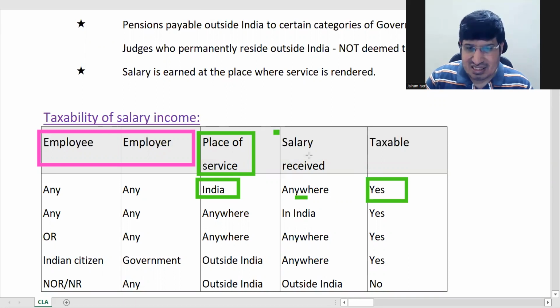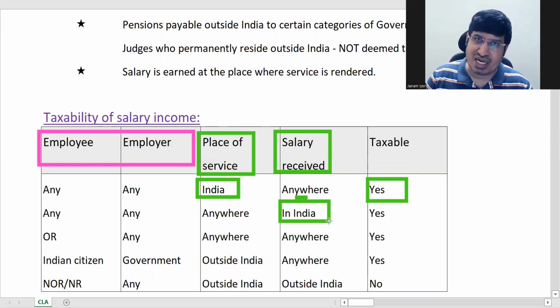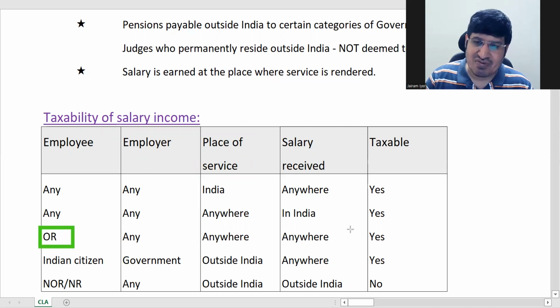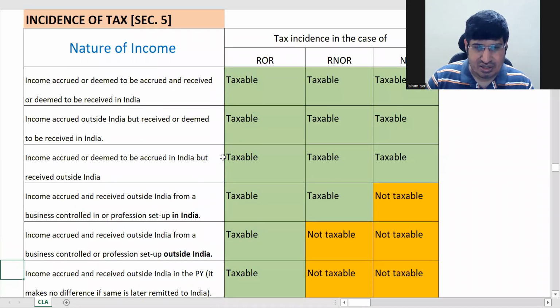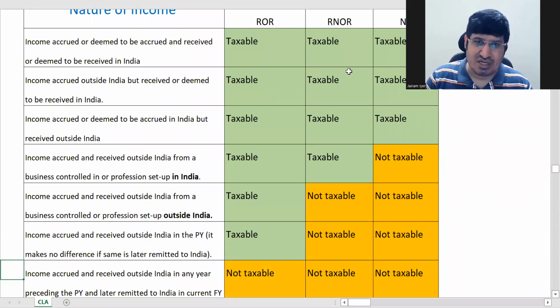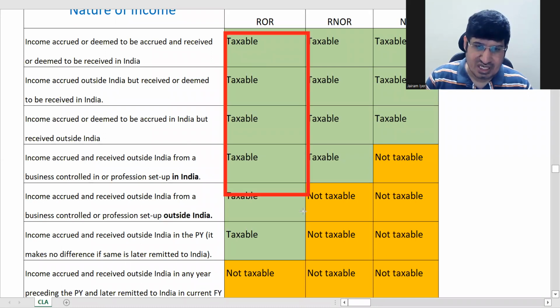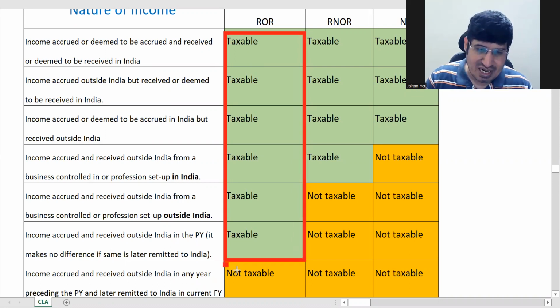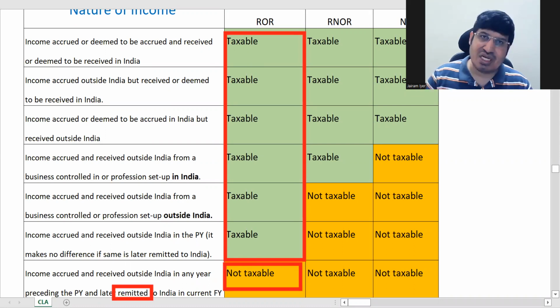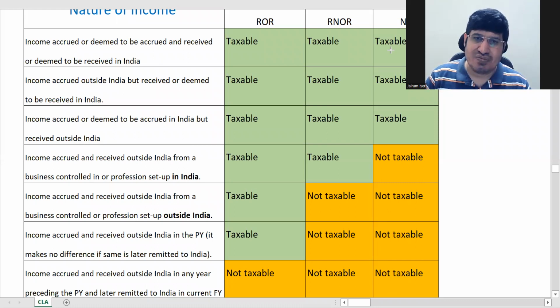The next one, salary is received in India. Again, if it's received in India, at one point is there, so it is taxable for all. Okay. And for ordinarily resident, we know that wherever he works, salary is taxable for him in India. For ROR, correct? If you see here, this is your ROR, first one, right? If you just see, this whole thing is taxable, see here, for ROR. What is not taxable is remittance, when money is later remitted to India. Other than that, everything is taxable, right? So if you are an ordinarily resident, then your salary is taxable, correct? You don't have to see anything else. Just directly it will be taxable.